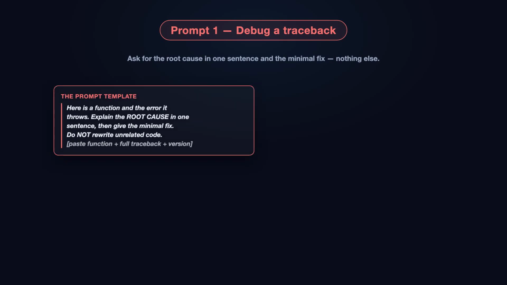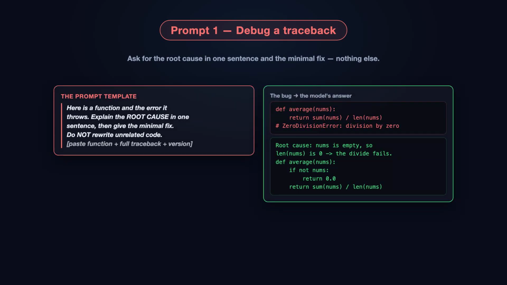Prompt 1, Debugging. Most people paste an error and type "why is this broken," and the model rewrites half your file guessing at what you meant. Here's the template instead. Here is a function and the error it throws. Explain the root cause in one sentence, then give the minimal fix. Do not rewrite unrelated code. Then you paste the function, the full traceback, and your language and version.